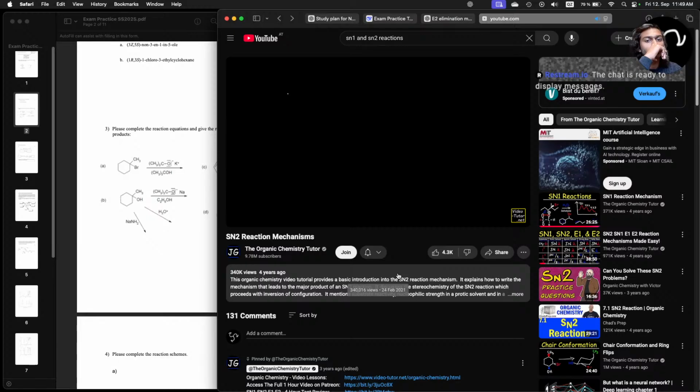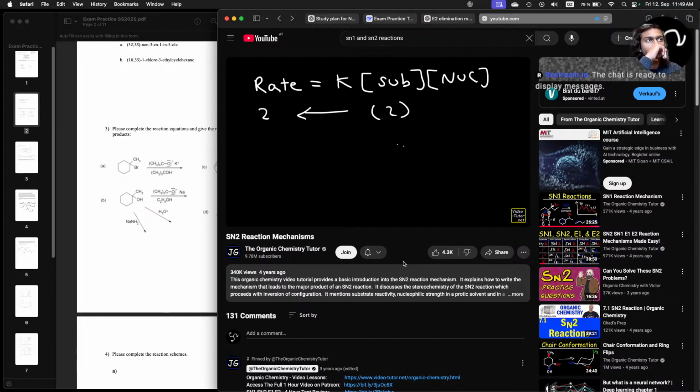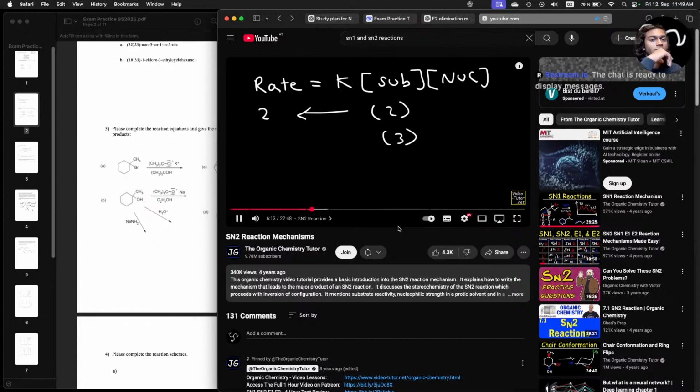The SN2 reaction is a second order nucleophilic substitution reaction. The rate of the reaction depends on the concentration of the substrate and the concentration of the nucleophile. So if we double the concentration of the substrate, the rate will double. If we triple the concentration of the substrate, the rate will triple.